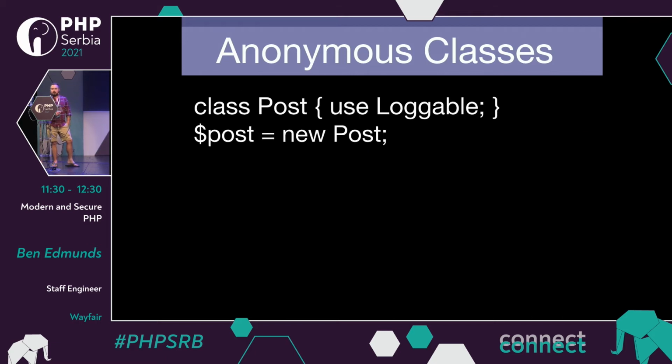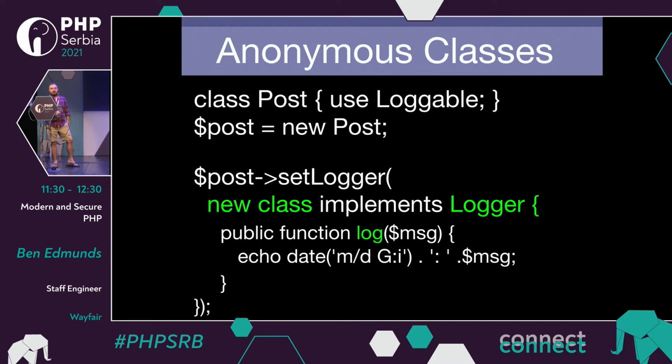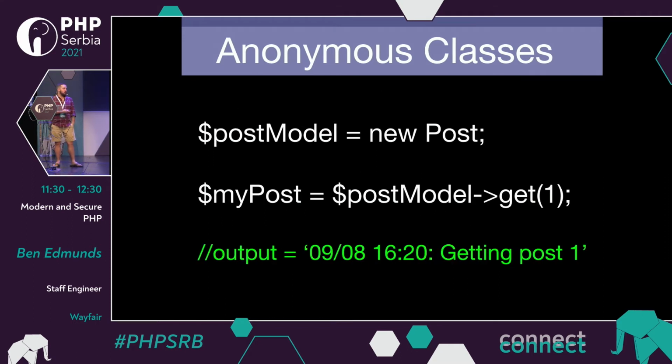Here we have our Post class using loggable, just like before. But now we could use an anonymous class here to set a new logger. So we have new class implements Logger, and there's no name to that. It's an anonymous class. It's one-time use. We're just going to make this and throw it away, basically. We're defining our log function, and then we're changing the way we output the log so that we can change the formatting. It's a pretty quick and simple way to pass through a class. There's no need to set up a new file for it, require it, pass it in, all that. You can just do it right there. And then if you use that, you would get the new output from that anonymous class that you defined.